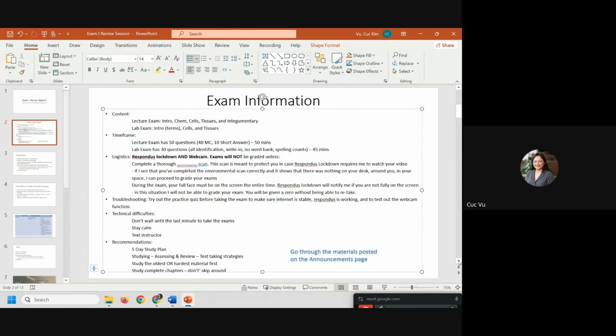Don't skip around. Okay? And then lastly, I can't emphasize this enough, make sure you go through all the materials posted on the announcements page. The announcements page is something I, as your instructor, made for you, my students. It's not something that all the classes have. It's something I made specifically for you. Okay, so if I find students are struggling on something, I'll put a link to it. Okay, so make sure you go through and watch all of them.